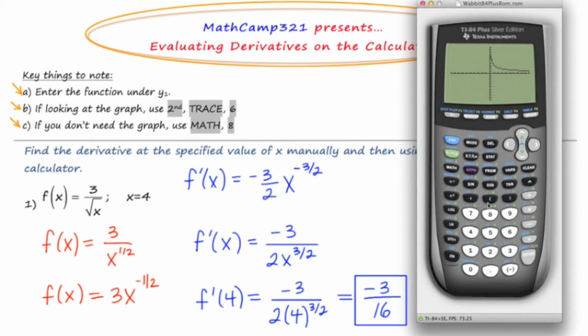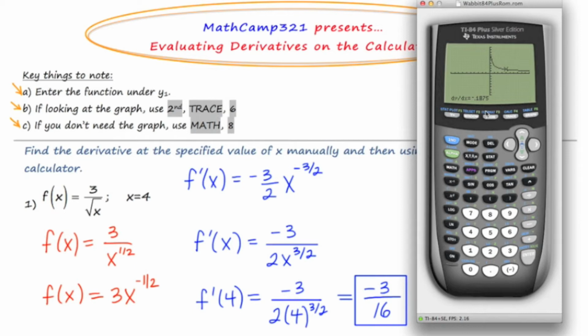So since the graph is right here and the value x equals 4 would actually appear on this graph at the 4th tick mark, I can find the derivative using second trace option 6. Second trace option 6 says dy dx, and that of course is a notation for the derivative. So I'm going to select 6, and at the bottom of the screen it's going to say x equals, and I'm going to put in 4 because that's the specified x value. So x equals 4, and then I'm going to press enter, and it says dy dx is negative 0.1875. Well, it just so happens that negative 0.1875 is the same as negative 3/16.